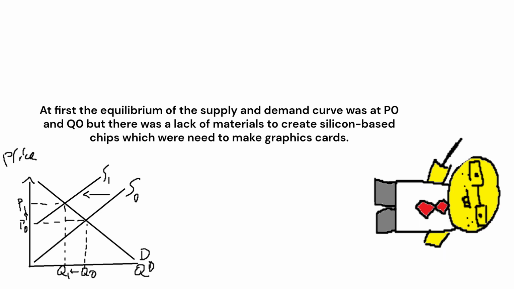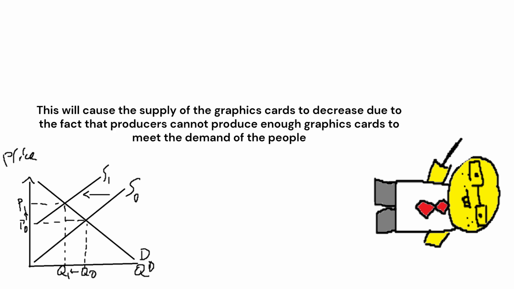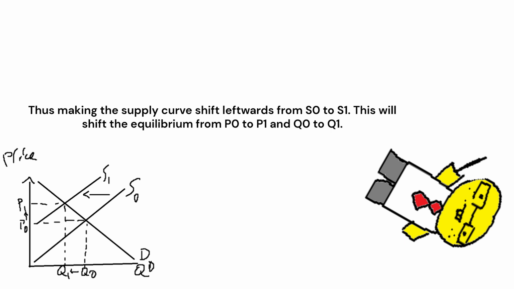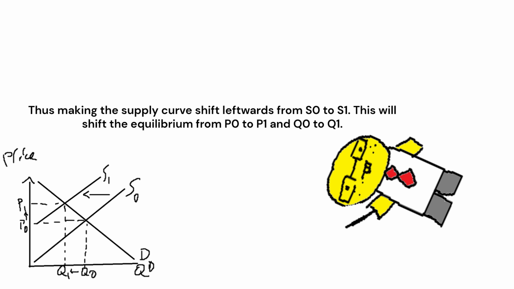At first, the equilibrium of the supply and demand curve was at P0 and Q0, but there was a lack of materials to create silicon-based chips, which were needed to make graphics cards. This will cause the supply of the graphics cards to decrease due to the fact that producers cannot produce enough graphics cards to meet the demand of the people, thus making the supply curve shift leftwards from S0 to S1. This will shift the equilibrium from P0 to P1 and Q0 to Q1.